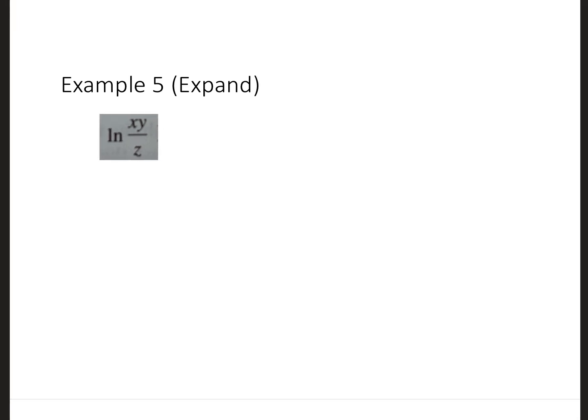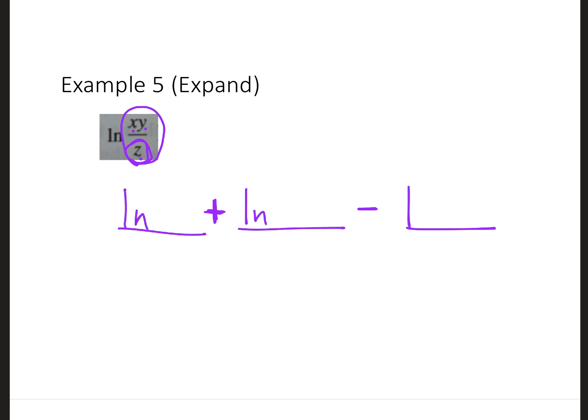All right, and then this one. If you'll notice in this argument, there are 3 different things: an x, a y, and a z. The x and the y are being multiplied, so that's why I have this plus in between these 2 blanks. But the z is being divided, so that's why I've got a subtraction as well. These are all going to be natural log, natural log, natural log. The 2 things that get multiplied go with the pluses, and the thing that is being divided goes after the subtraction sign.